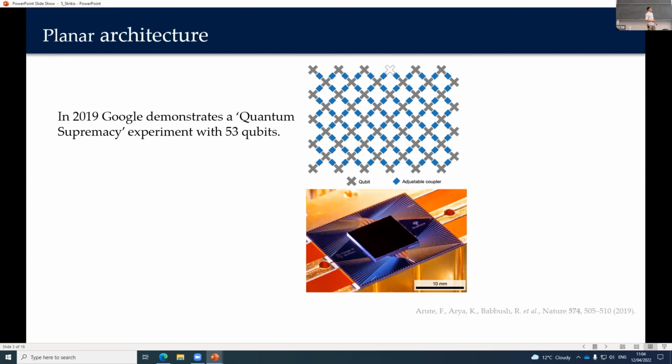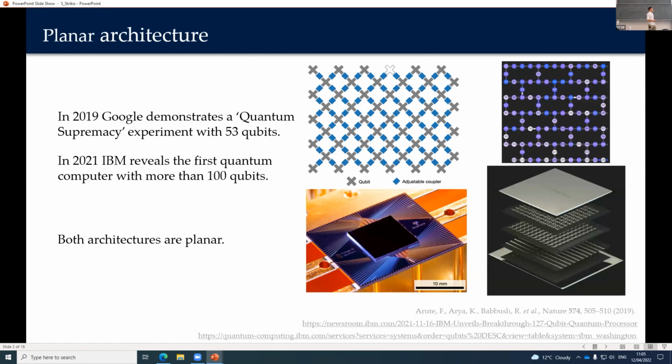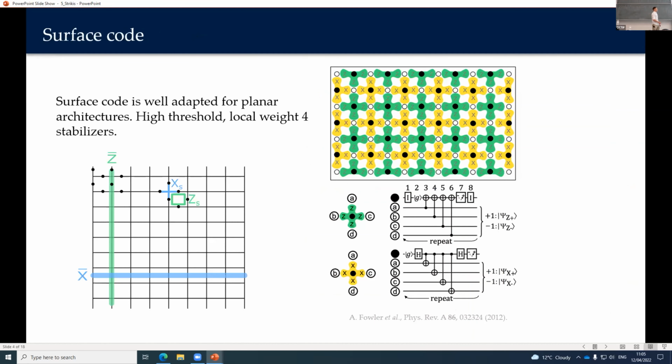I think there's not a lot of motivation needed for why planar architecture is quite promising. These are some of the latest efforts from Google and IBM on superconducting qubits. These are planar architectures. And whenever we talk about planar architectures and scalability, the first thing that comes to mind is error correction and the surface code. I think most of you have seen this figure on the right-hand side from Austin Fowler, one of the famous figures on the surface code.